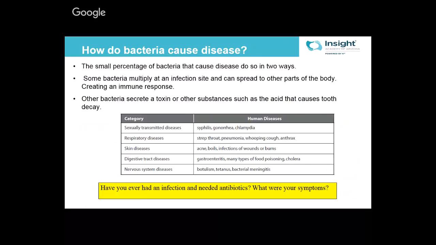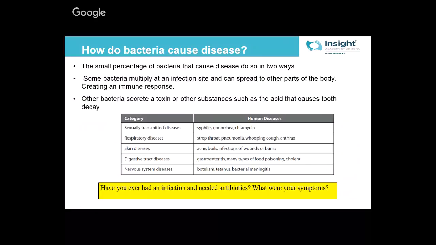Another way is that it can secrete a toxin or other substances, such as an acid that can cause tooth decay. So that's an example. Have you ever had an infection that needed antibiotics? I know we discussed a little bit today strep, when we were discussing the different shapes of bacteria. You might have had just a fever, not feeling good, tired, and those are all symptoms of an infection, but it's possible that they were viral, which is treated differently than a bacterial infection.